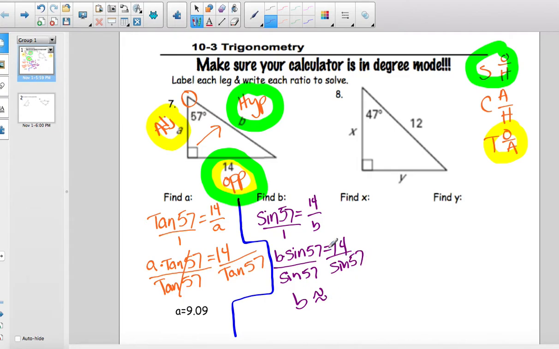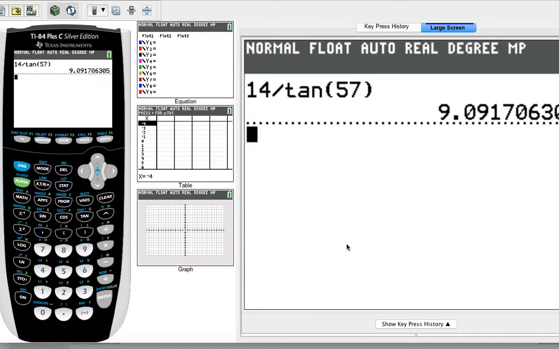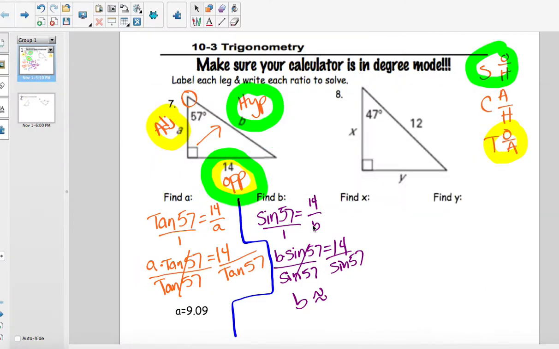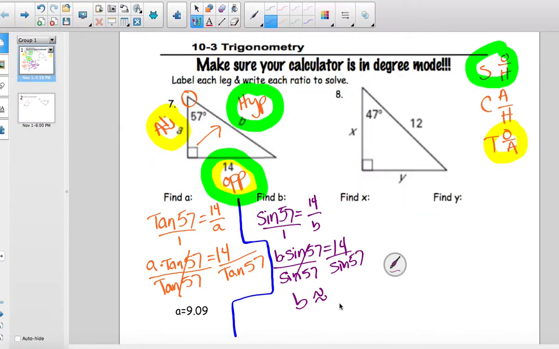And we're going to go to the calculator. These are gone. We're going to type in 14 divided by sine 57. It's going to be a lot like what we just did, except for hitting tangent. We're going to hit sine, and we'll get a different answer. So 14 divided by the sine of 57. 16.69. So that's going to be the answer there. So that's B, and this was A. That one's done, and on to the next.